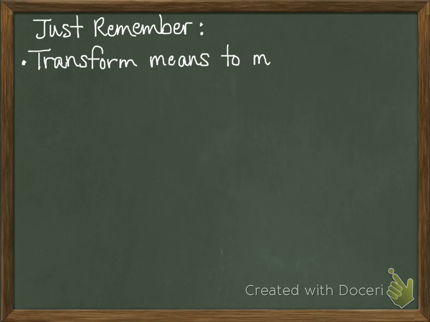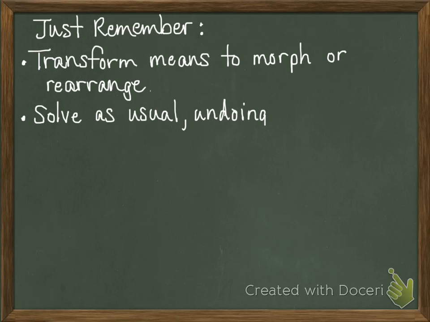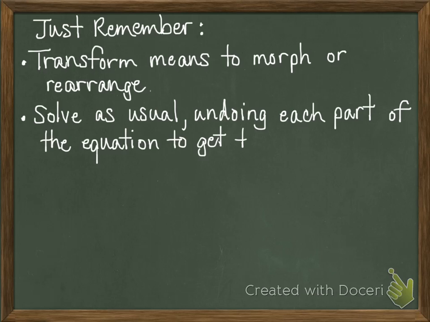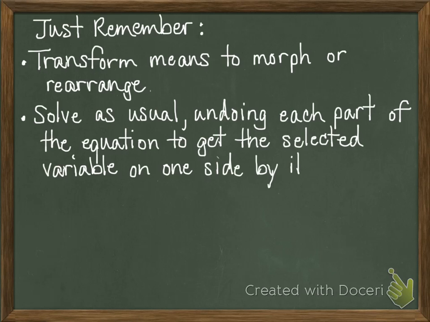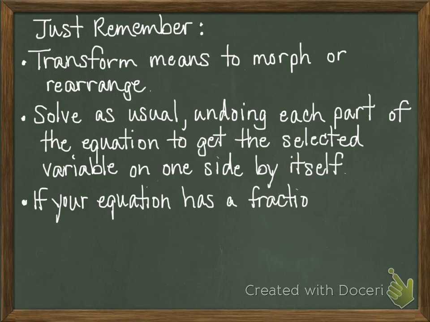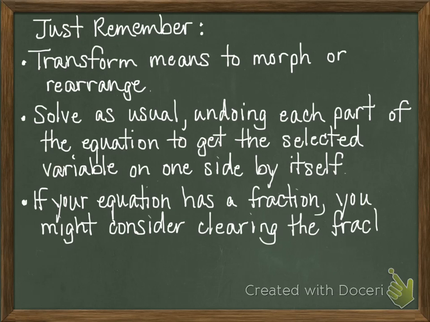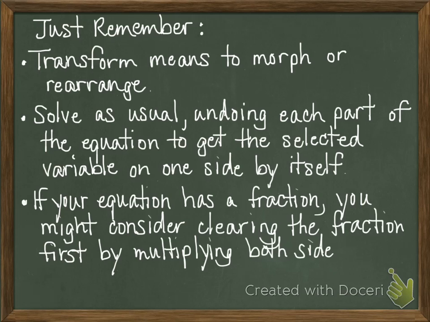All right, so in conclusion, I want you to remember 3 things. 1, transforming just means morphing or rearranging the equation. No big deal. To do that, to transform, we always just solve by undoing each part of the equation to get whatever variable you've been asked to isolate on one side by itself. And then lastly, if your equation has any fractions in it, you want to clear those fractions first by multiplying both sides by the denominator, or if there's more than one fraction, multiplying by the common denominator.